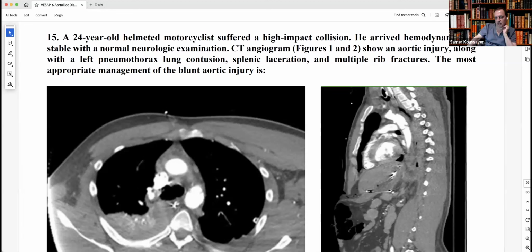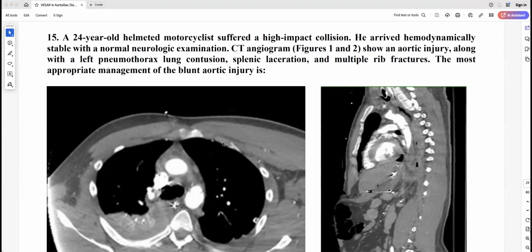Okay. Before we go, let's talk about blunt thoracic injury. It's a very important subject, and I'm sure you can get a question in the exam, okay? Do you know the grades of aortic injury? How many grades do we have? Yes, we have 4 grades: 1, 2, 3, 4, right?